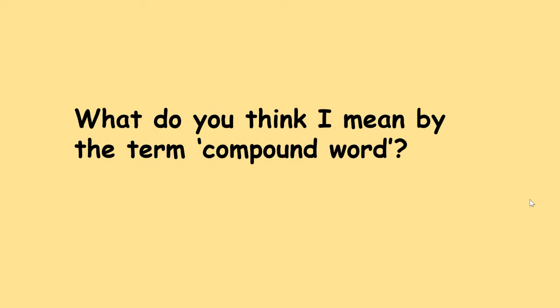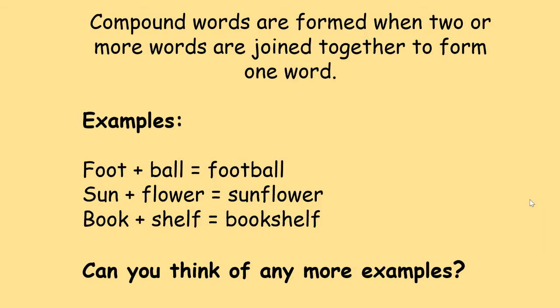I'd like you to have a think about what you think I mean by the term compound word. So compound words are formed when two or more words are joined together to form one word. So there are some examples listed below. If I add together the two individual words foot and ball, I create the compound word football. Sun and flower, sunflower, book and shelf, bookshelf.